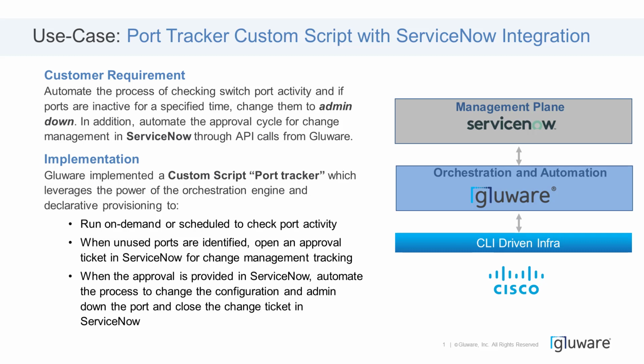Essentially, Gluware is operating the automation and orchestration layer, automating the switches down through CLI-driven infrastructure, which happens to be Cisco switches, and is performing API integration up into the management plane to automate ServiceNow. Let's take a look at the demonstration.